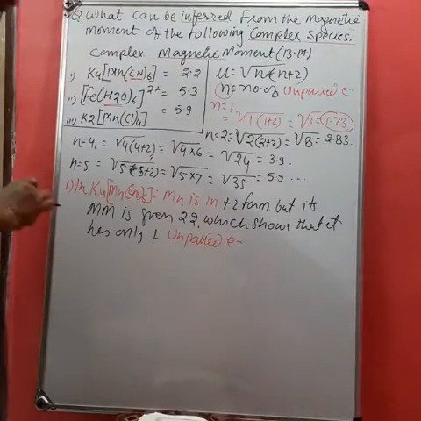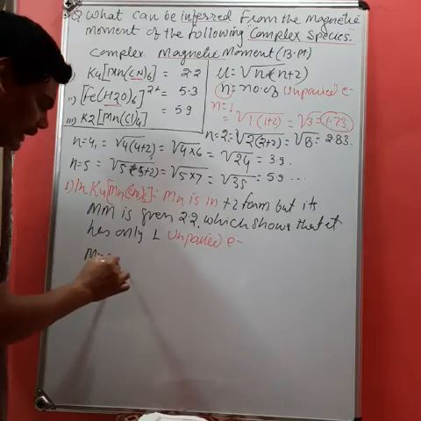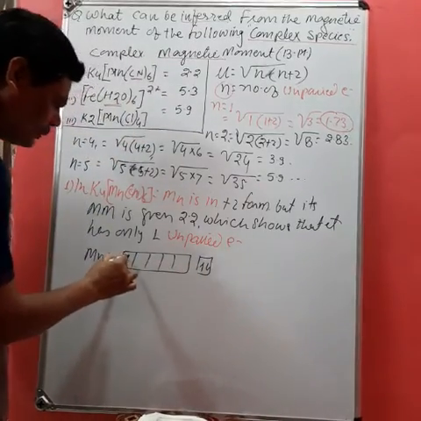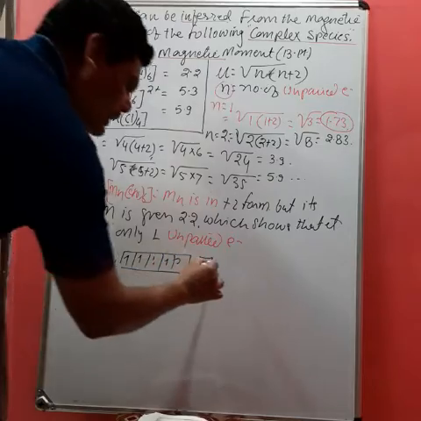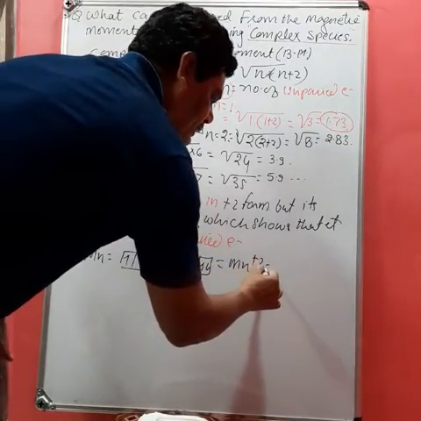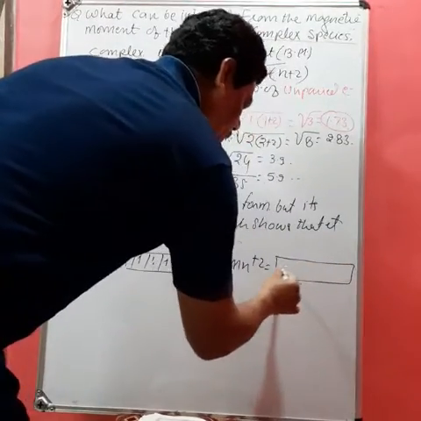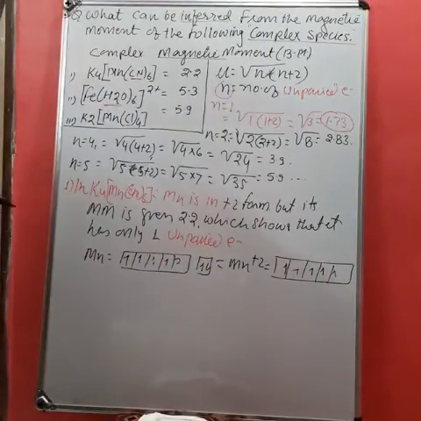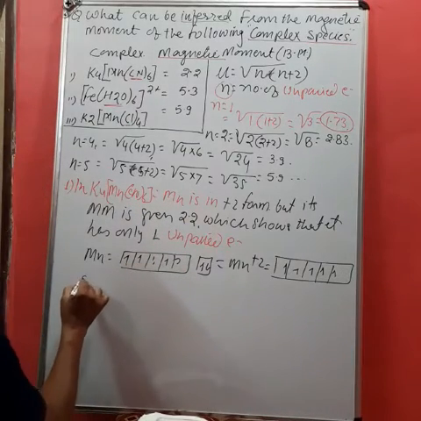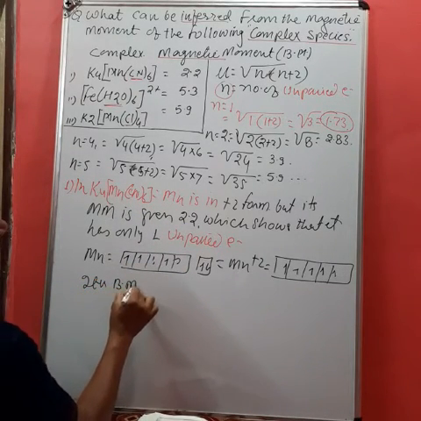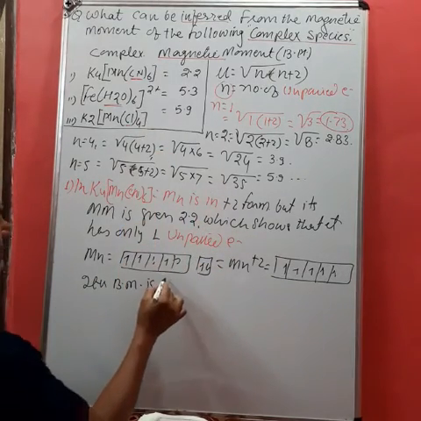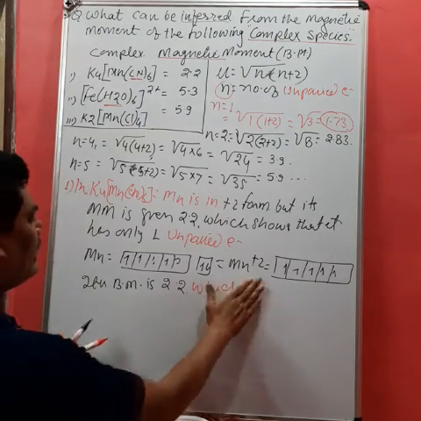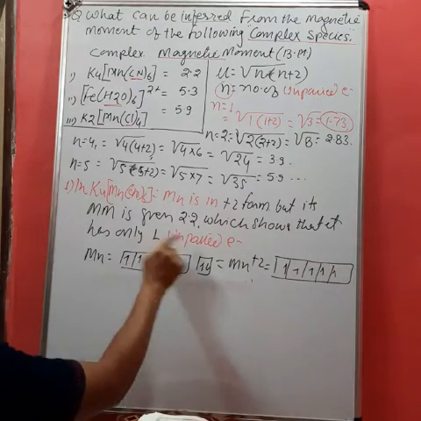That means if we write the configuration of Mn, it will be d5 and s2. This is d5, 1, 2, 3, 4 and 5. But when it converts into the Mn2+ cation, its configuration will remain only d5. But the problem is its magnetic moment in the question, 2.2, which shows, as I have already written here, that it has only one unpaired electron.